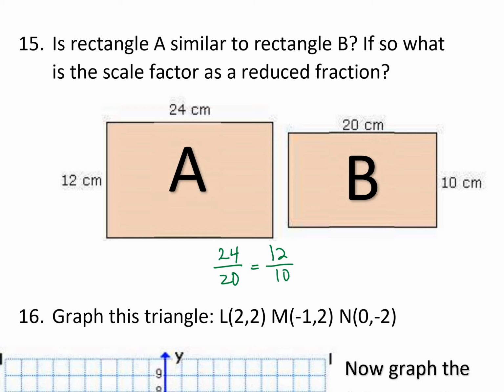24 over 20. So without a calculator, I would say, let's see, this is 5 times 4, so I need a factor of 4. So let's go with 6 times 4. 4's cancel, and now I have 6/5 and 12 over 10. This is 6 times 2, this is 5 times 2. So eliminate the 2's, and I get 6/5. So yes, the scale factor from A to B would be 6 over 5, and they are similar.